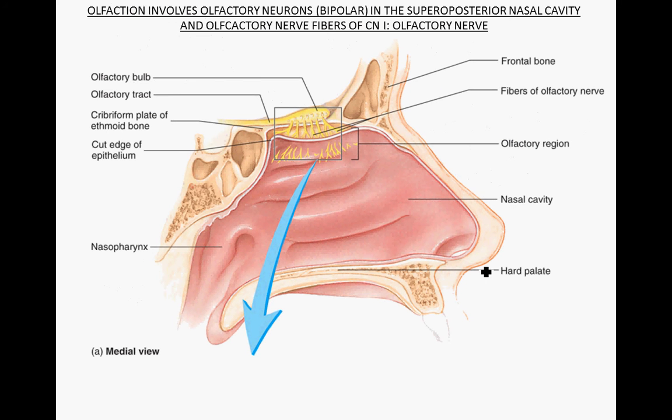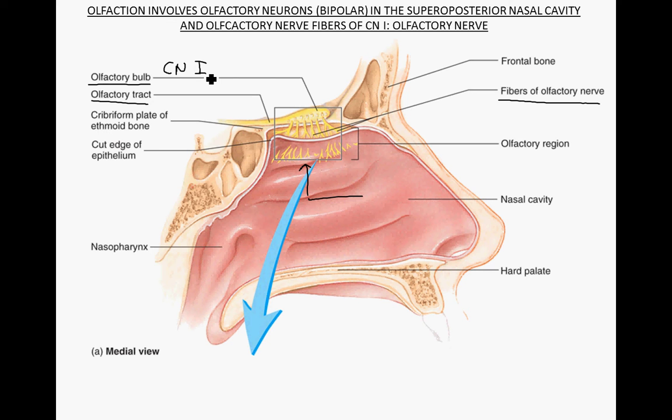So here we go. We have a medial view of the sagittal section through the nose, and you'll notice here that the olfactory receptors are in the posterior-superior part of the nasal cavity, and they are indicated in yellow here. The fibers of the olfactory nerve will come down from the olfactory bulb, which is part of this olfactory tract. So this is all part of cranial nerve number 1, the olfactory nerve.